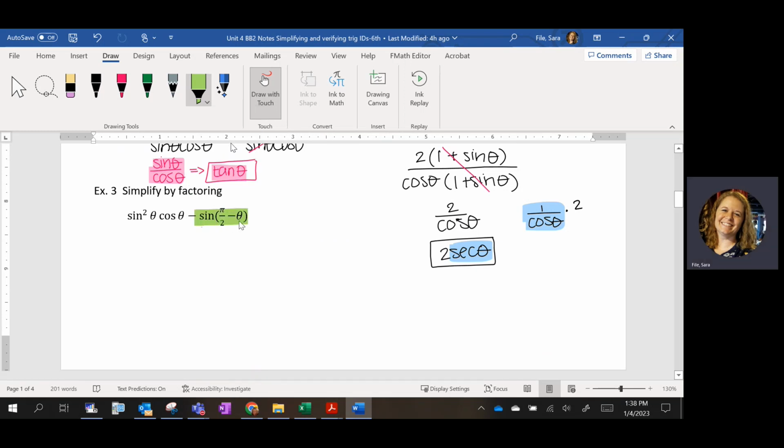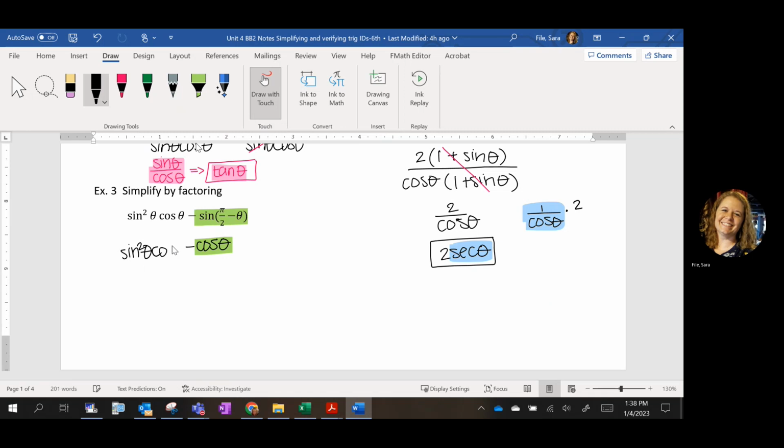I can replace this with what? Cosine of theta. That is our cofunction identity, right? So I make that substitution. The rest of this stays the same. Now, can I factor? Is there a GCF between these two terms? Cosine of theta. Both of them have cosine of theta. What am I left with if I factor that out? Sine squared minus 1.